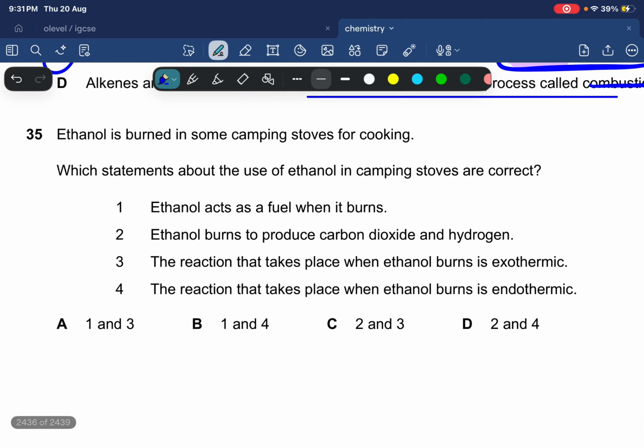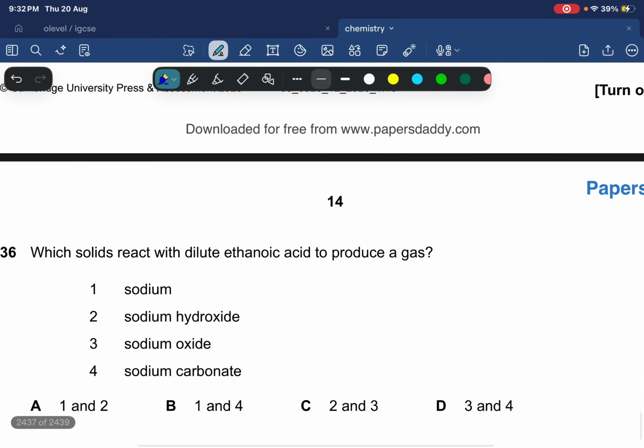Ethanol is burned in some camping stoves for cooking. Which statements about the use of ethanol in camping stoves are correct? Ethanol acts as a fuel when it burns. Yeah, that's correct, it's a fuel. Ethanol burns to produce carbon dioxide and hydrogen. No, carbon dioxide and water. The reaction that takes place when ethanol burns is exothermic. Yeah, that's correct. Obviously, that's why it's going to release heat. The reaction when ethanol burns is endothermic. So 1 and 3.